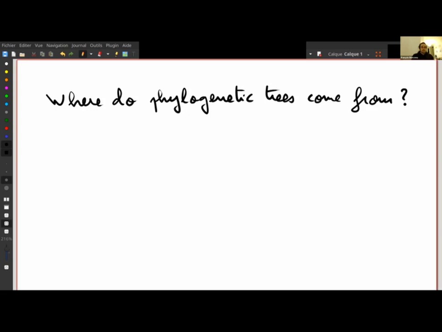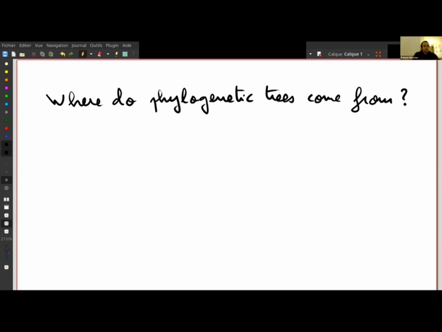So the title of this talk is Where do phylogenetic trees come from? And as a spoiler, I'm not going to give you a lot of answers about this today. Instead, my goal is mostly to show you that even though we tend to take for granted the fact that evolution should be described with phylogenetic trees, this is actually not trivial, and it leads to a lot of interesting questions, both from a biological point of view and from a mathematical point of view.